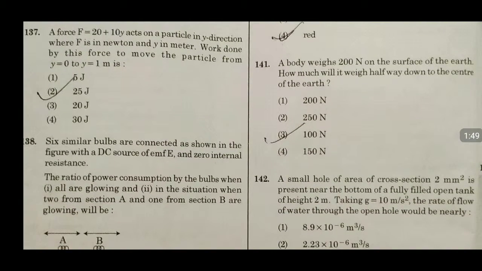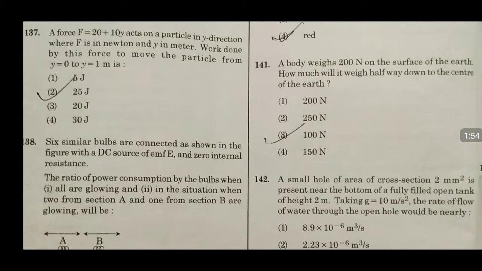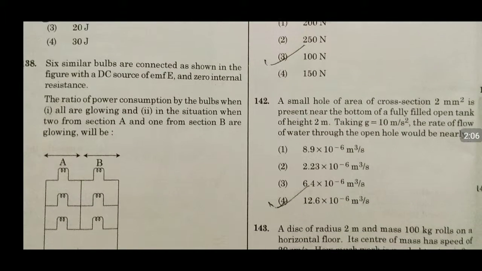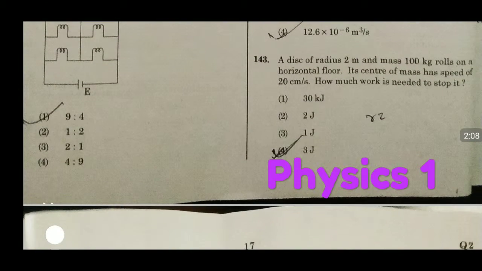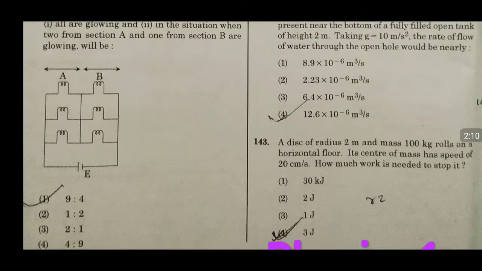138 number question. Six similar bulbs are connected as shown in the figure, with EMF and zero internal resistance. The ratio of power consumption by the bulbs when the two are glowing, in the second situation when the two sections are glowing. Then the right answer is 9:4.